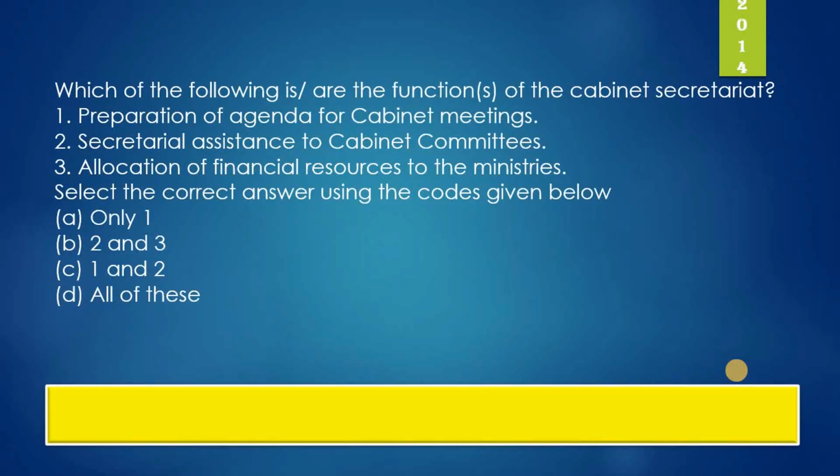Next question. Which of the following are the functions of the Cabinet Secretariat? They are: preparation of agenda for Cabinet meetings, secretarial assistance to Cabinet committees, and allocation of financial resources to the ministries. Among these, which is the correct code? Only 1, 2 and 3; 1 and 2; or all of these. So the answer is option number C, that is 1 and 2. The preparation of agenda for Cabinet meetings and the secretarial assistance to Cabinet committees are the main functions of the Cabinet Secretariat.